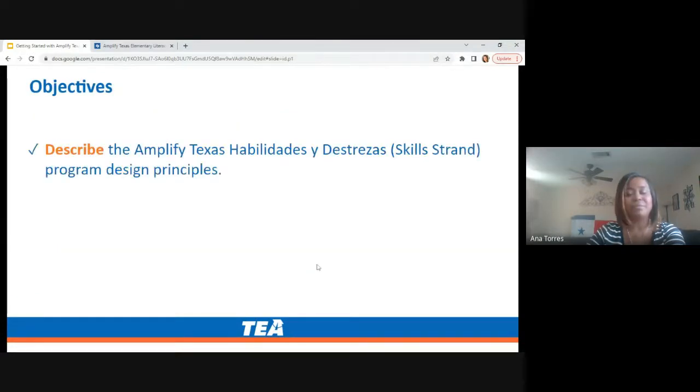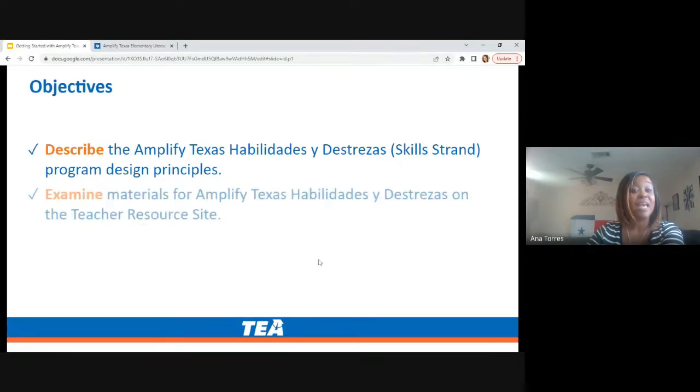So hopefully, now that we're wrapping up, let's look at our objectives again to see if we were able to meet those. Do you feel like you're able to describe the Amplify Texas Habilidades y Destrezas Skills Strand program design principles? If you needed to describe that to someone, you would be able to at the end of the session. Did we examine the materials for Amplify Texas Habilidades y Destrezas on the teacher resource site? We sure did. Check. And for those of you who have accounts, feel free to go through that and explore later on a little bit more in depth if you'd like.